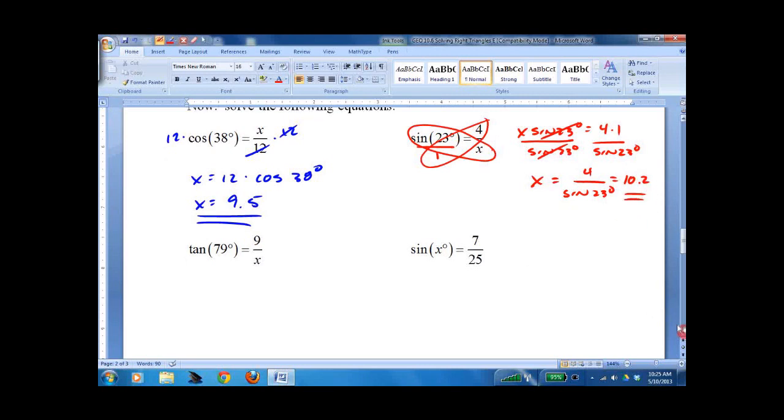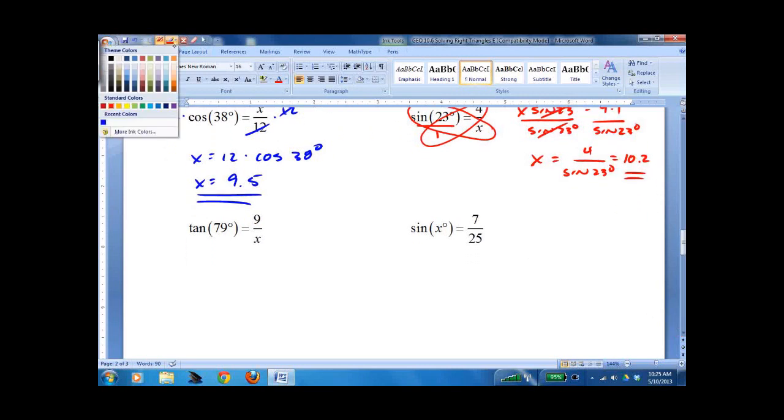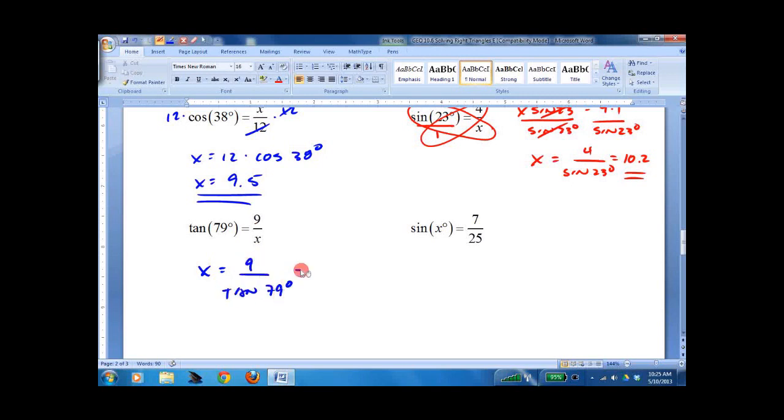Now, some people have noticed that you can just flip the x in the tangent 79. If you want to go through the whole process and do it, by all means, but you should get the same answer. And it'll save you a lot of time. But whatever works for you.